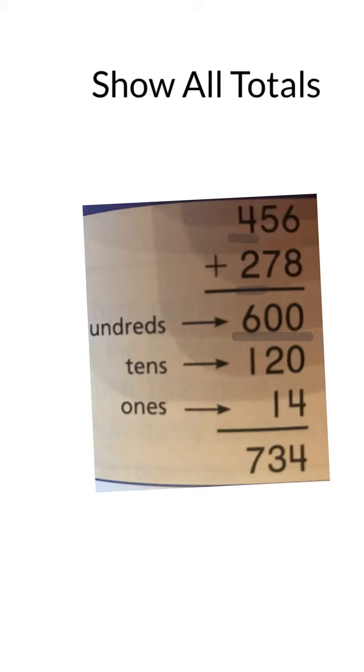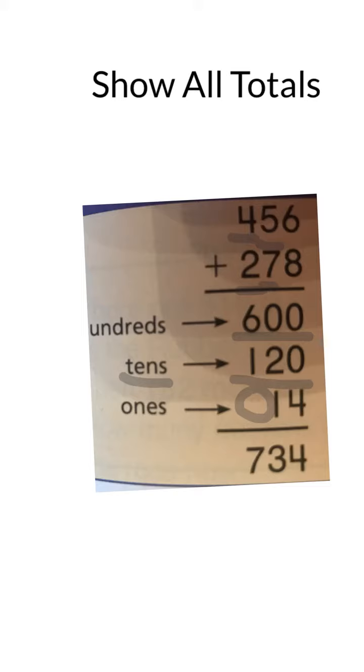The second step is to add the tens. So we would add 5 tens plus 7 tens, which is 12 tens, or 120. Don't forget the zero because 7 tens and 5 tens is 120, not 12. Then we finally add the ones. 6 plus 8 is 14. Remember, there's a spot right here because that's really 0 hundreds, 1 ten, and 4 ones.